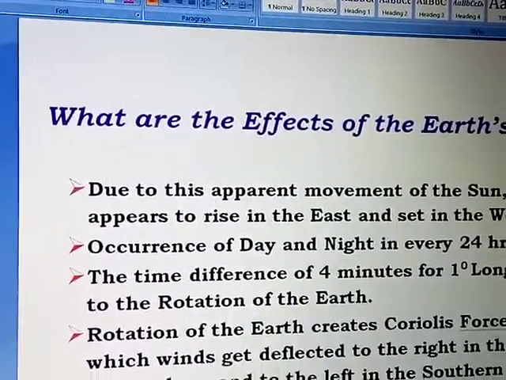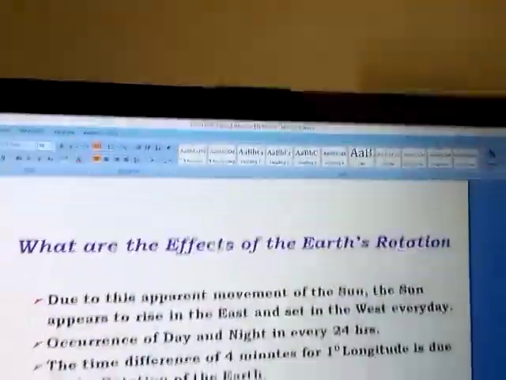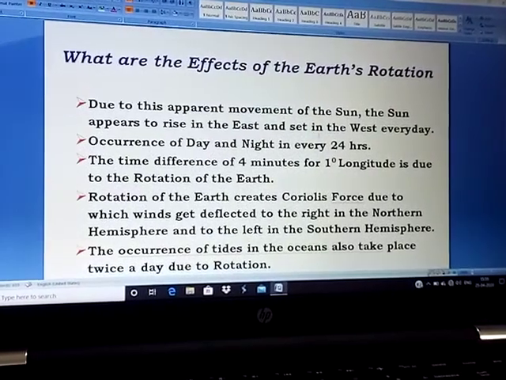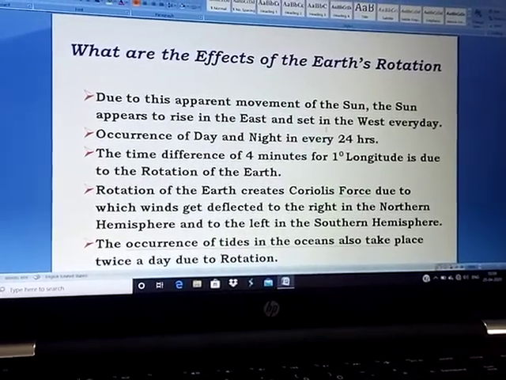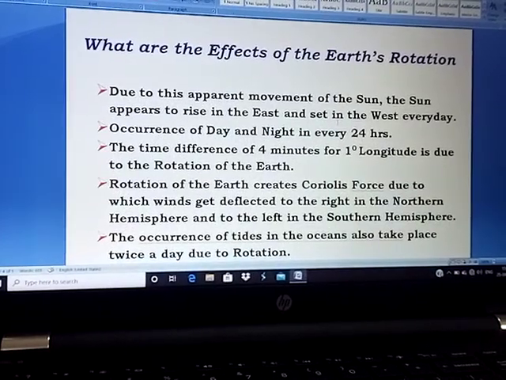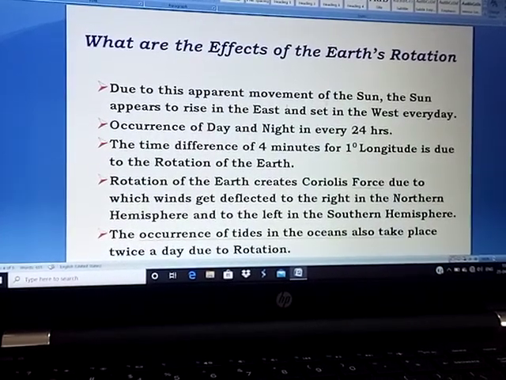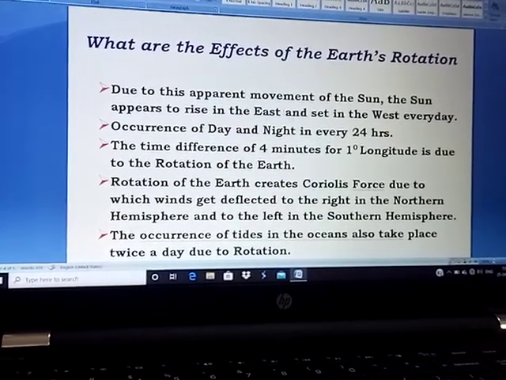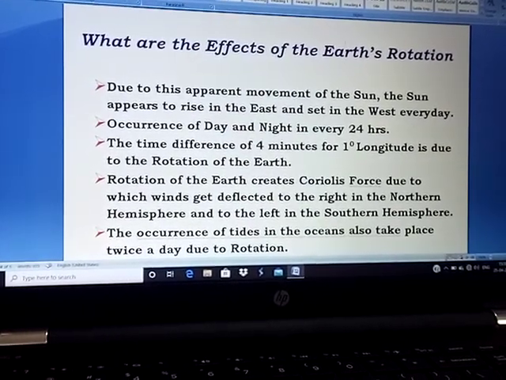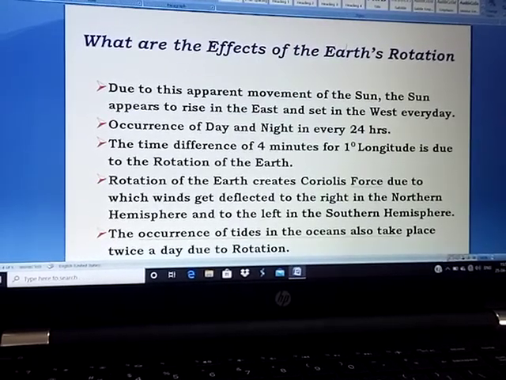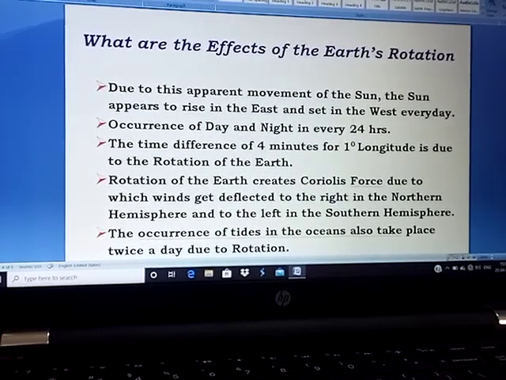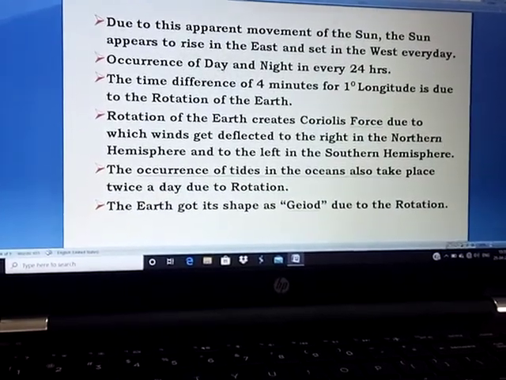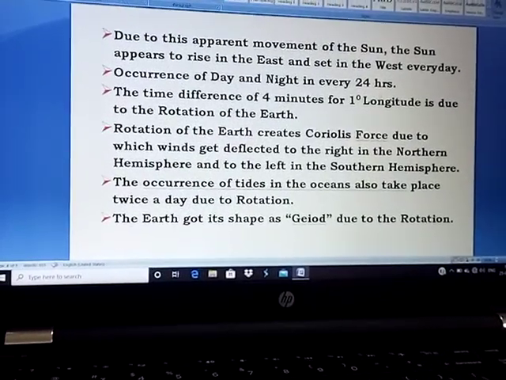The effects of the earth's rotation. Now due to this apparent movement, again we say apparent movement, why? Because the sun is not actually moving. What is moving is the earth. That's why we say the apparent movement of the sun. The sun appears to rise in the east and set in the west every day. That is the effect of the rotation. Due to rotation, we get the rising sun in the eastern side and the setting sun in the western side. Obviously, occurrence of day and night in every 24 hours.